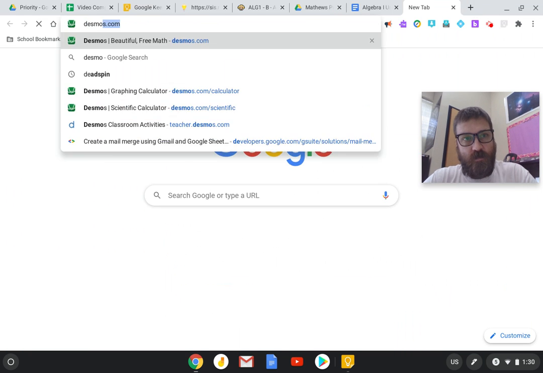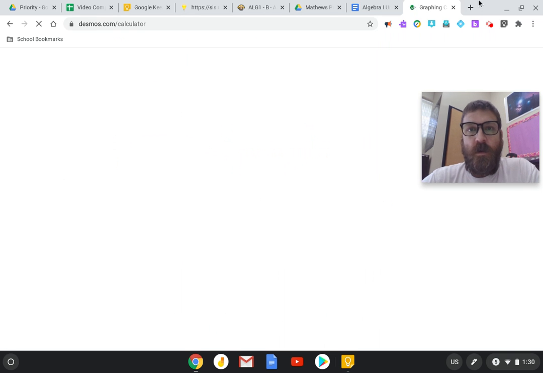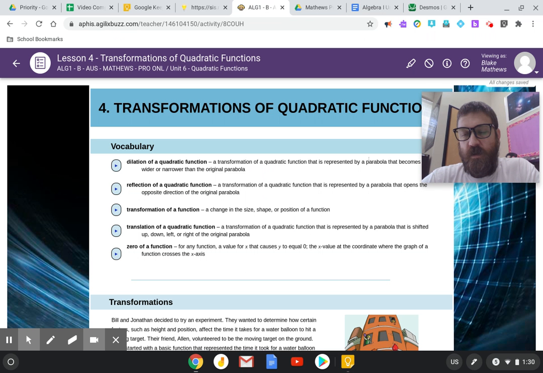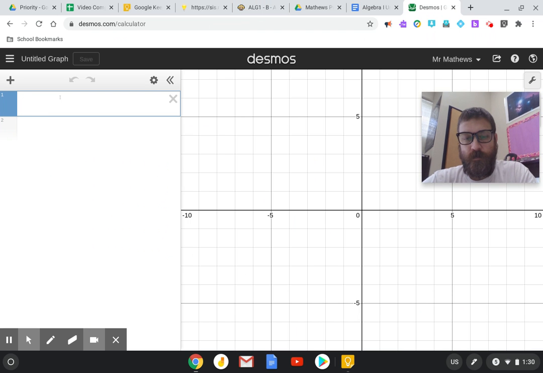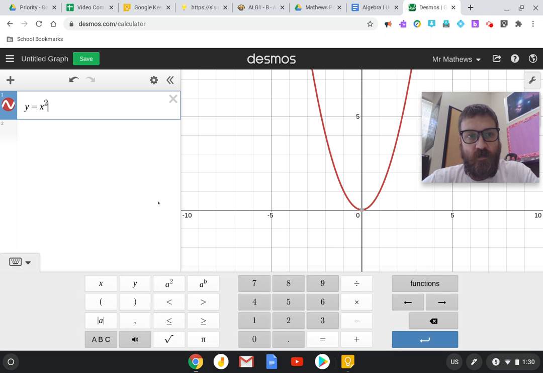So I'm actually going to go ahead and open the Desmos calculator here because I want to illustrate some of these concepts for you so you can see how each type of transformation works. When we talk about a transformation of a quadratic function, we're talking about some change from the basic function. So for instance, the basic function of quadratic functions is y equals x squared.